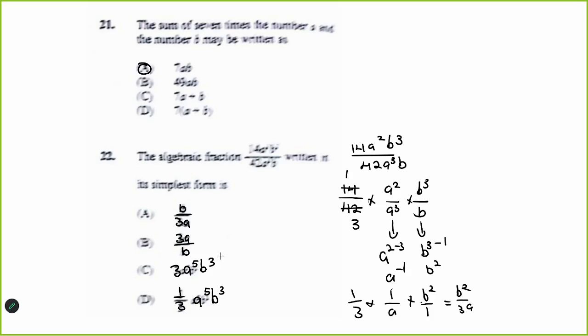Hold on. Is this to the power of 2? Because it does not have that option. Most likely this is b to the power of 1. So this would have been b to the power of 2 minus 1, so this would be b to the 1. So this is b over 3a, so the answer is A. Alright, and that's how you would have done this question.